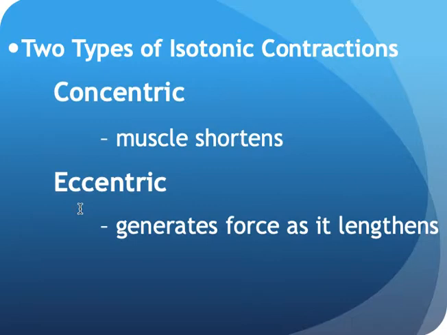lengthens. So the important part to remember is, again, I have two types of contractions. This one is the isotonic one, and then I have two types of isotonic contractions. Concentric, the muscle is working when it shortens, and then I have eccentric, and this is going to be the muscle, and it's going to be working when it lengthens.